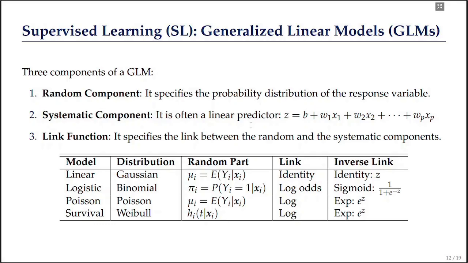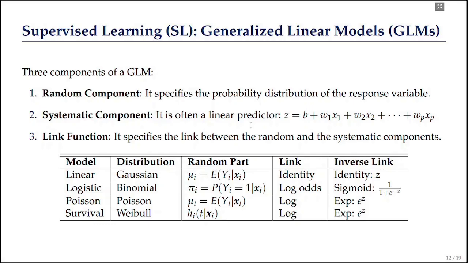Here b is nothing but a bias in machine learning, but in statistical terms it is called an intercept, and the wi's, w1, w2, up to wp, are the coefficients associated with the covariates. In machine learning these wi's are called weights, but in statistical terms they are called parameter estimates, or coefficients.